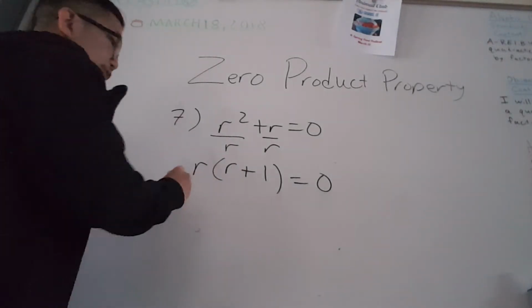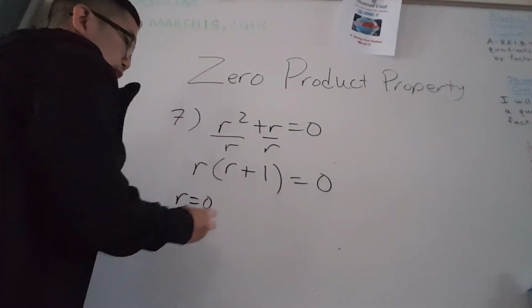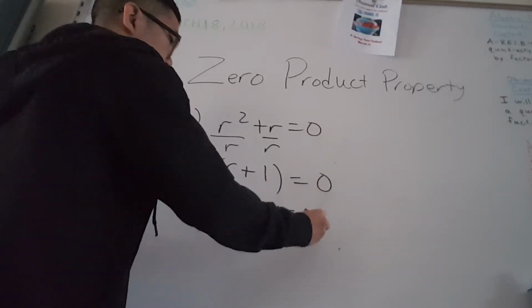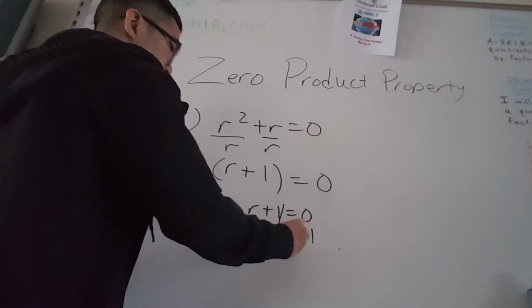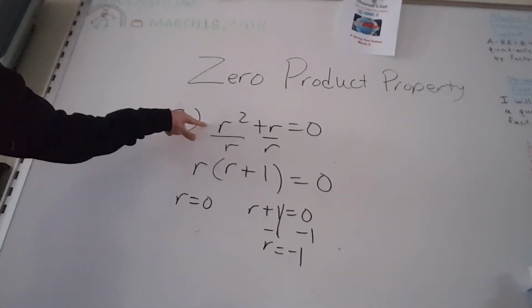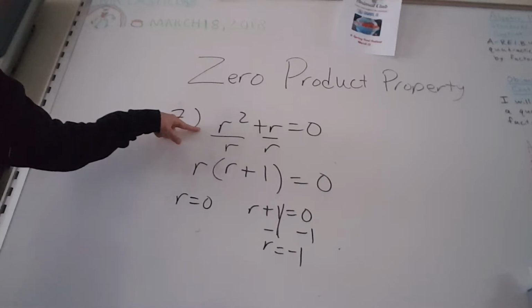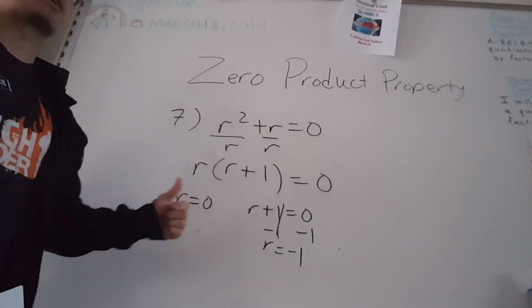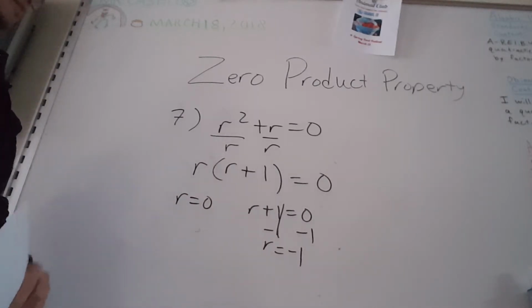And so now we have 2 factors. r is equal to 0, which is already solved. I have r plus 1 is equal to 0, so I subtract 1 from both sides. r is equal to negative 1. So my 2 answers here are r equals 0, r is equal to negative 1. So how did I know to do this? Well, first of all, it wasn't a trinomial. And also, I just look at this, I see r squared and r, and I see they have something in common that I could take out. Okay.